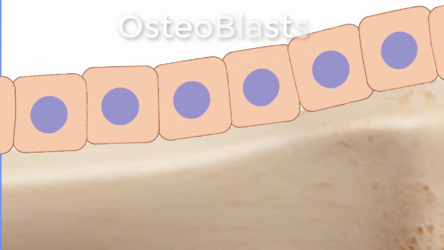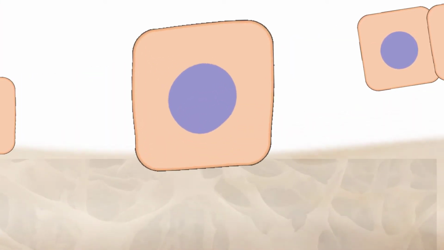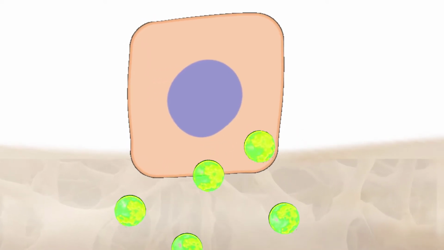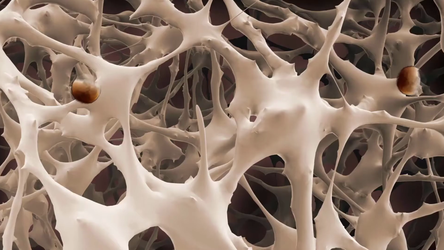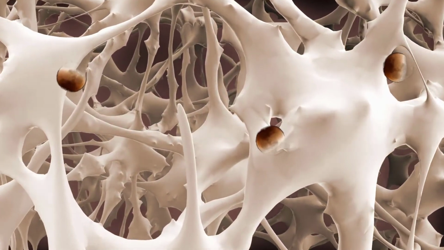Osteoblasts are cuboidal cells found in a single layer on the inner or outer surfaces of bone. These cells secrete the organic components of the bone matrix. This material, called osteoid, later becomes mineralized through a complicated multi-step mechanism.